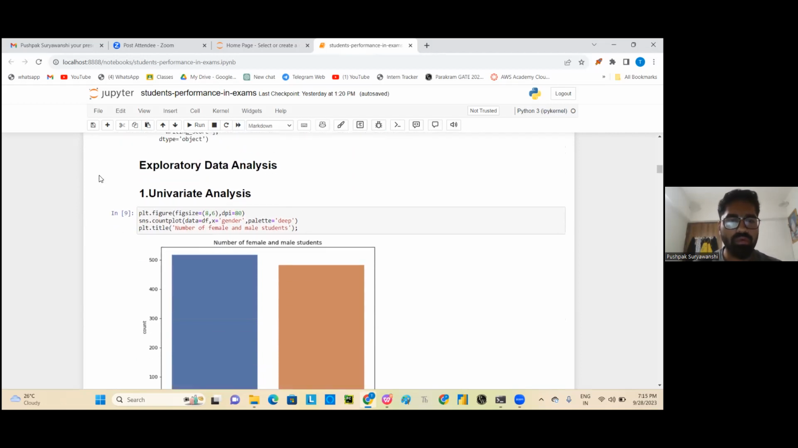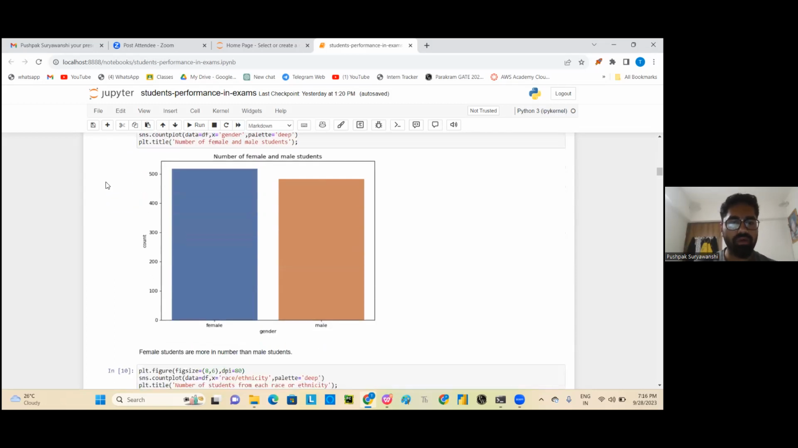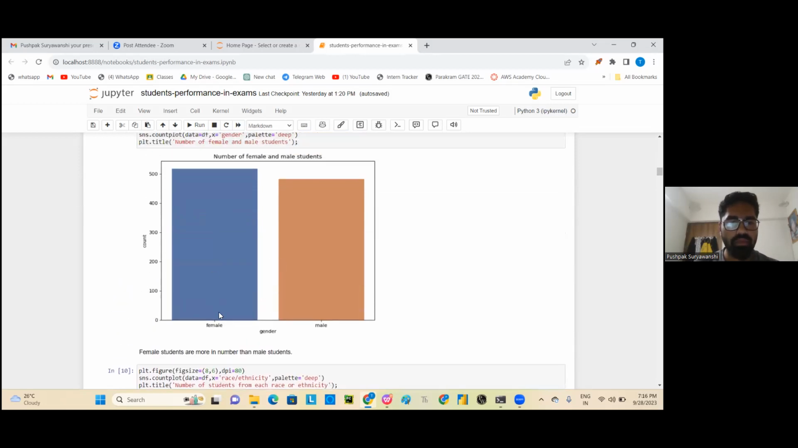Then the next step is to do the EDA. In EDA, there are three phases: univariate analysis, bivariate analysis, and multivariate analysis. First is univariate analysis, in which we take each column, each feature, and analyze it, extracting the most important information from it. First, we use the gender column and find the count of how many female students and how many male students there are. From this, we see that female students are more than male students. Female students are more than 500, while male students are a little less than 500.